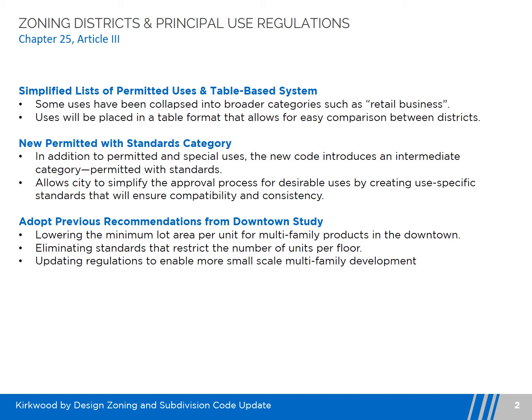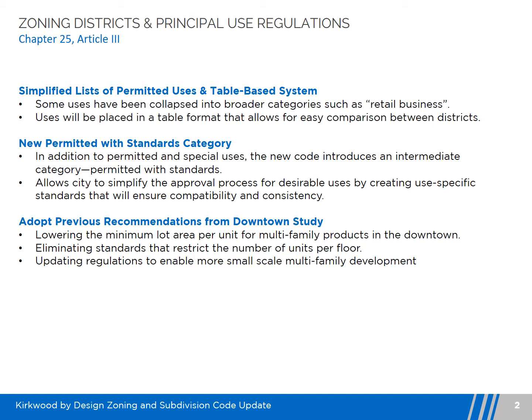Oh, and we also incorporated some other smaller recommendations from the downtown study. We've lowered the minimum lot area per unit for some of the multi-family products in the downtown. We've eliminated some standards that were arbitrarily restricting the number of units that could be on the floor of a building. We've also updated the regulations to enable more very small scale multifamily development. The plans talked a lot about development that has 6 to 8 units. You might think of it as a 6 flat, like a 3-story walk-up type building, or it could take many different forms, and we've addressed that.